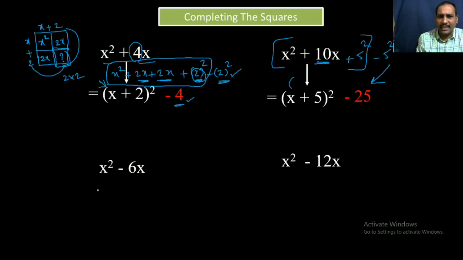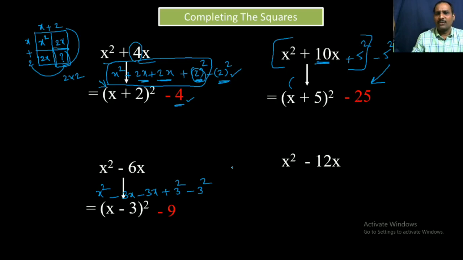Now you can tell easily, x square minus what is half of 6x? That is 3x. What is missing? 3 square is missing, and subtract 3 square. So it can be written as x minus 3 whole square minus 9. Now we can say directly here, what is half of 12x? That is 6. So you can write it as x minus 6 whole square minus 6 square. So you just have to add the square of half of the coefficient of x and subtract the same thing. Then the given expression will become a complete square.